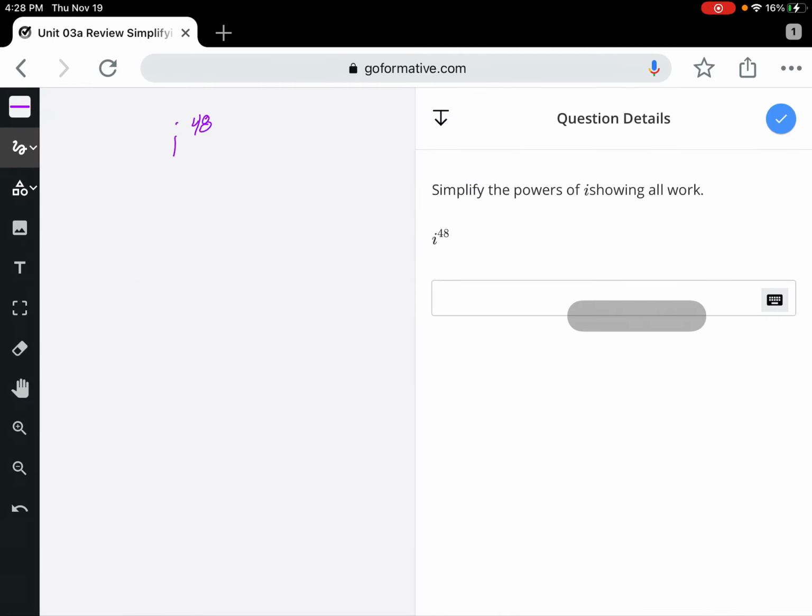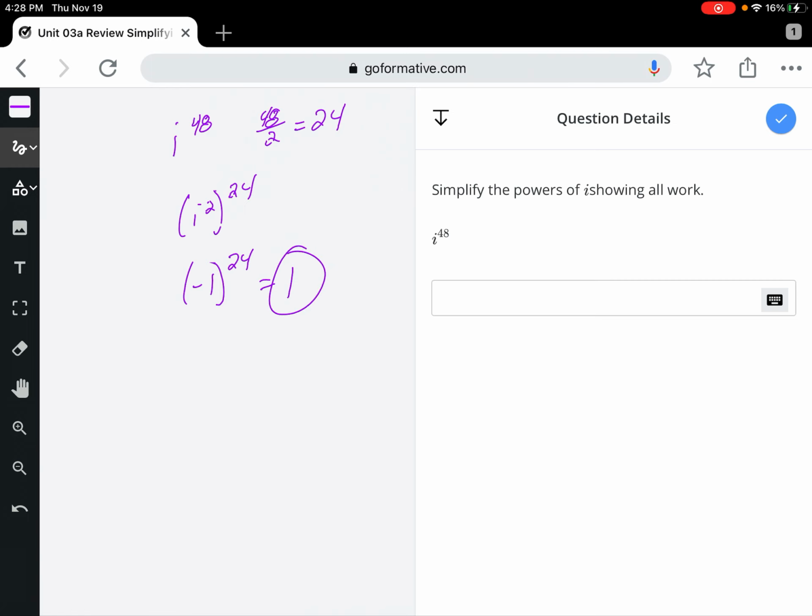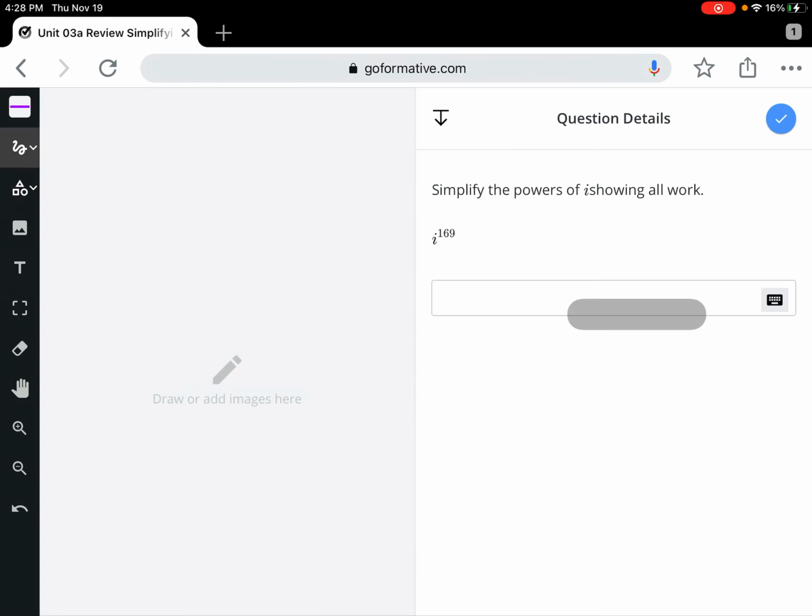This one, 48, all I have to do is do the 48 by 2, which is 24. This is going to be i squared to the 24 power, -1 to the 24 power, which is just 1.